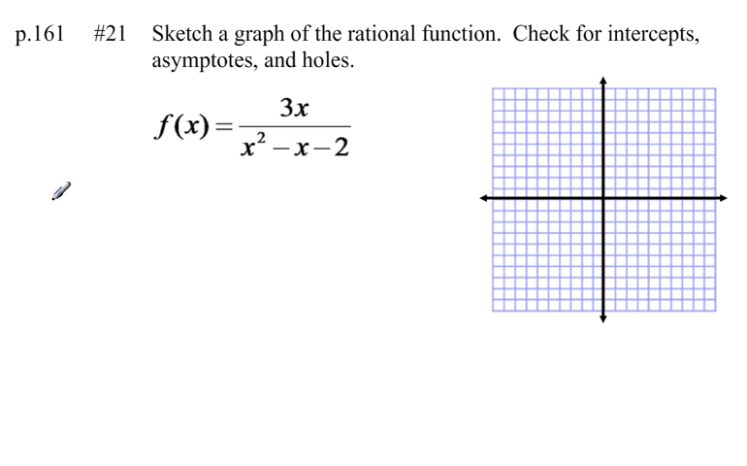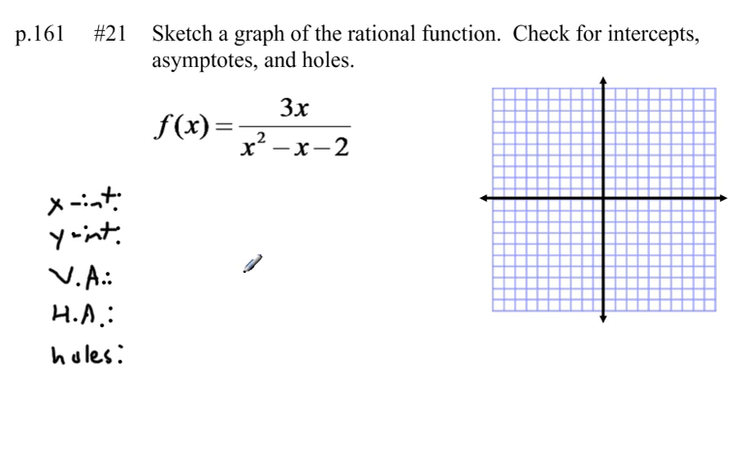So we're going to have to find the x-intercepts first. We're also going to have to find the y-intercept. We need to find any vertical asymptotes, horizontal asymptotes, and if the graph has any holes, we need to find those as well. All of these will help us make the graph of this function.